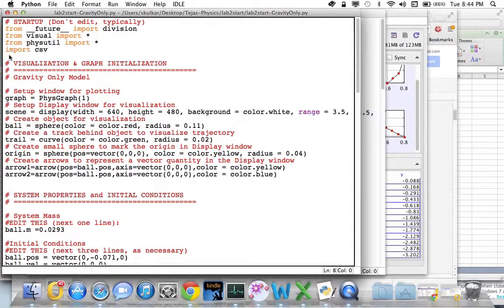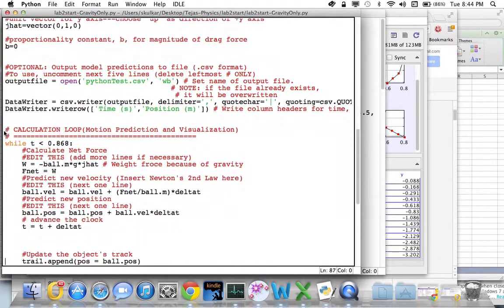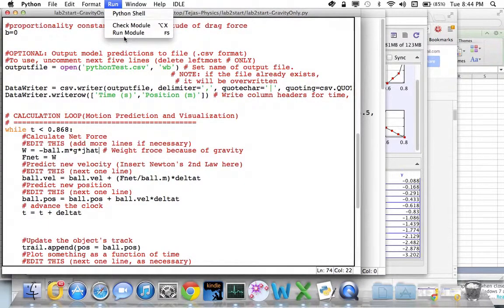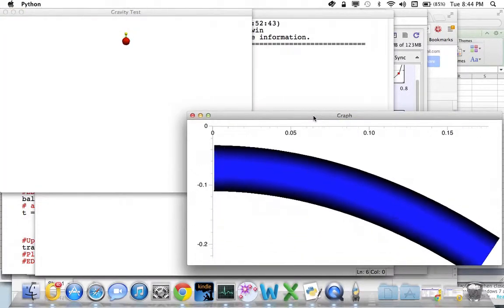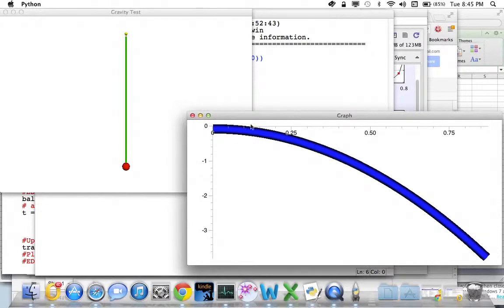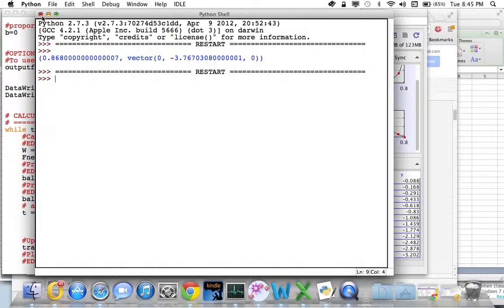For this one, we're assuming that there's no drag force, and there's only gravity applying on the ball. So W is equal to minus the ball's mass multiplied by G, which is 9.8, and J hat the unit vector, and F net is W. We're gonna run the module now. The ball speeds up, so we know that there's another force acting on it. So we think that force is drag force.